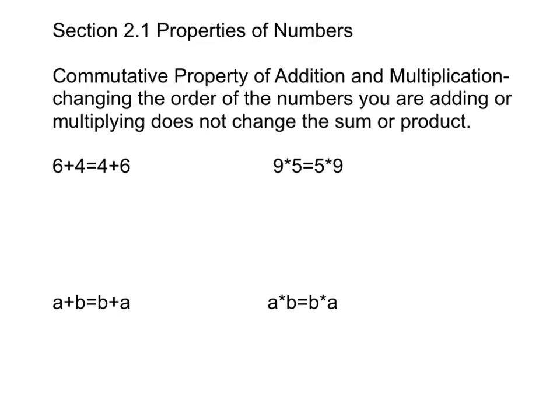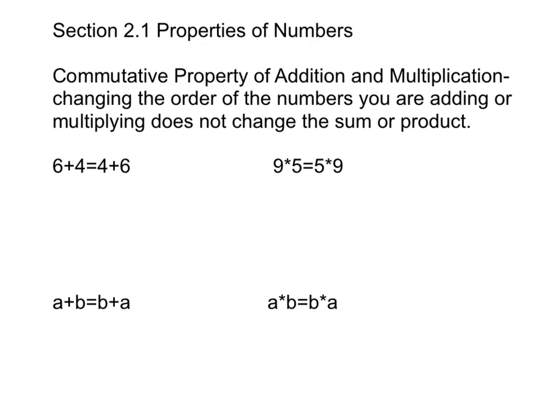Alright, today we're going to talk about section 2.1, properties of numbers. What this is, I'm going to give you a bunch of different properties that you can use when you're solving expressions and when you're solving sentences. The first one we're going to talk about is the commutative property of addition and multiplication.